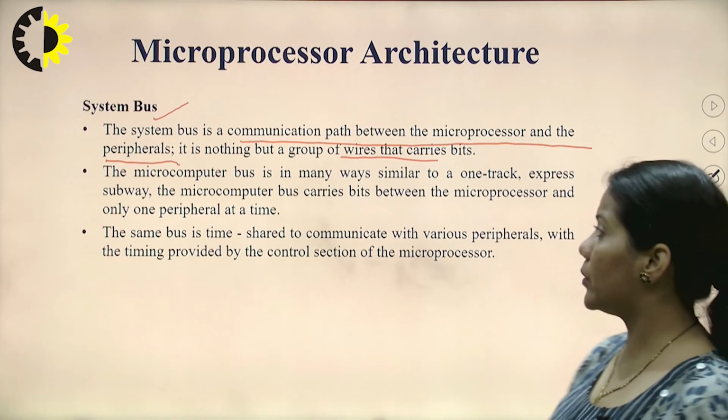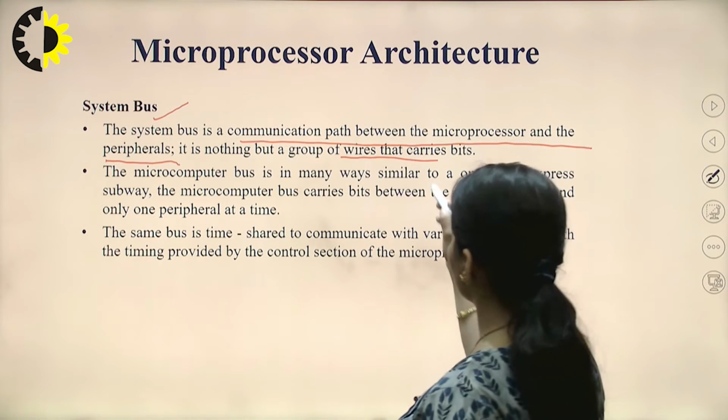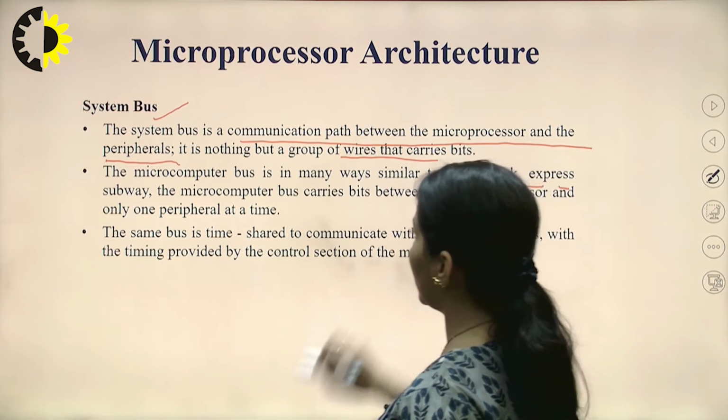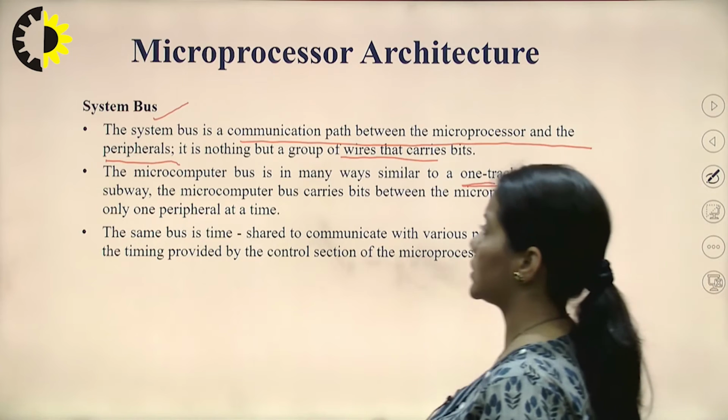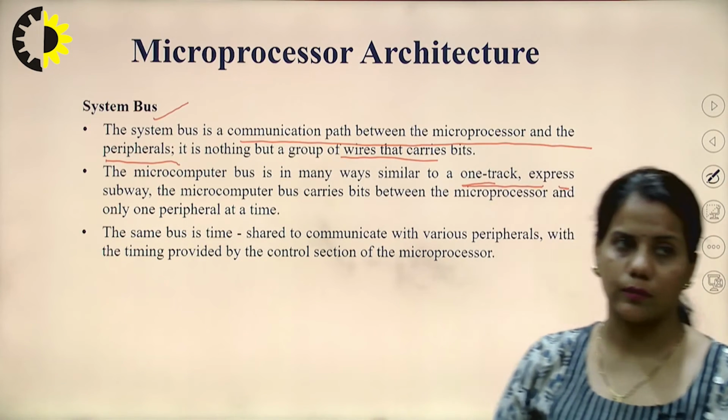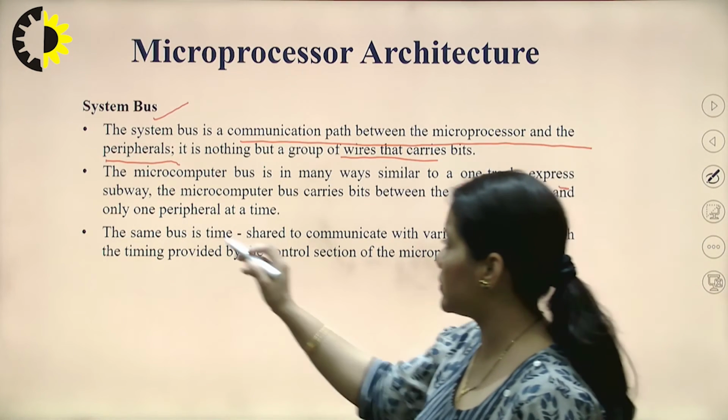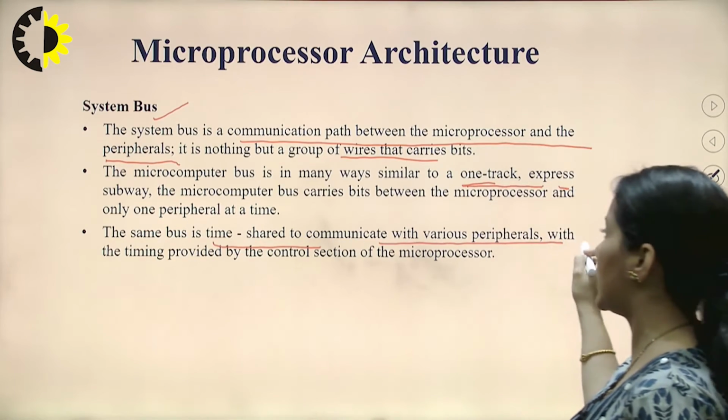The microcomputer bus is in many ways similar to a one-track expressway. We can say the microcomputer bus carries bits between the microprocessor and only one peripheral at a time. The same bus is time shared to communicate with various peripherals also.